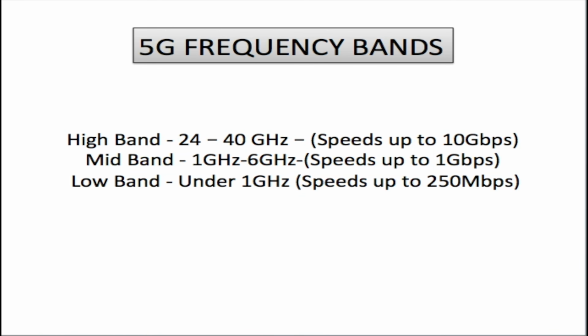In this video, we're going to be talking about beam-forming and the differences it has made with the 5G network. 5G comes with three bands: the high band, the mid band, and the low band. Today we're going to be talking about the high band with frequencies between 24 and 40 gigahertz because the speeds are highest here, up to 10 gigabits per second.